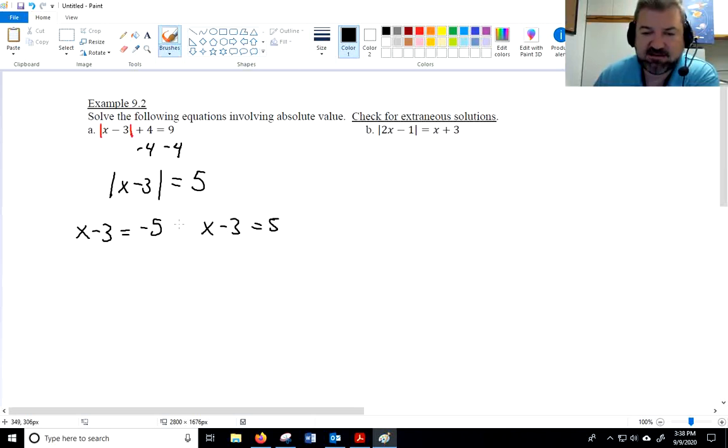So why is it that we must do both of these? Well, let's think about what we're saying. We're saying that if what was in these absolute value bars equaled negative 5, then the absolute value of negative 5 would be 5, right? So that's why we need to consider what would make x minus 3 equal to negative 5, because negative 5 has an absolute value of positive 5. And then, of course, the traditional regular 5 would also have an absolute value of 5.